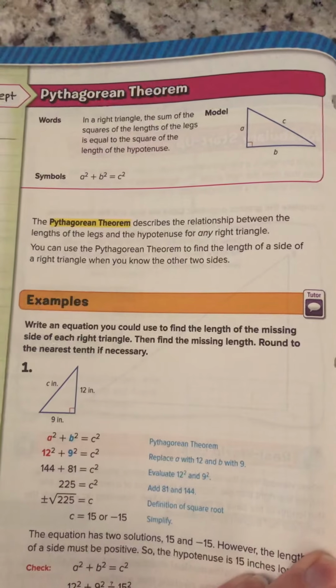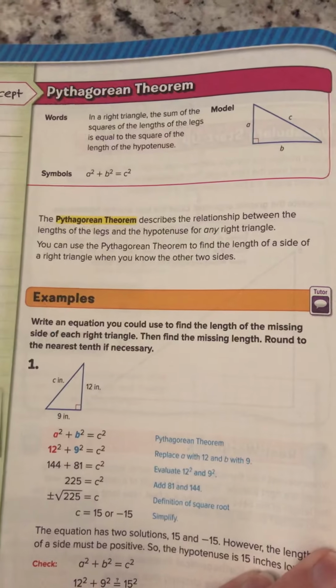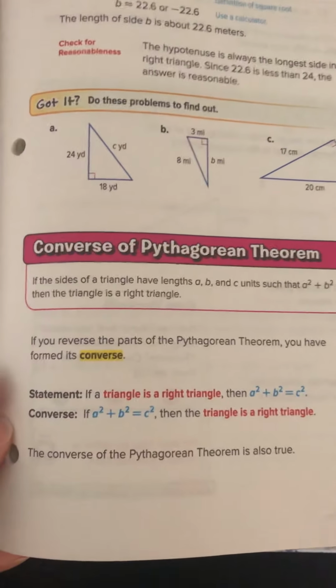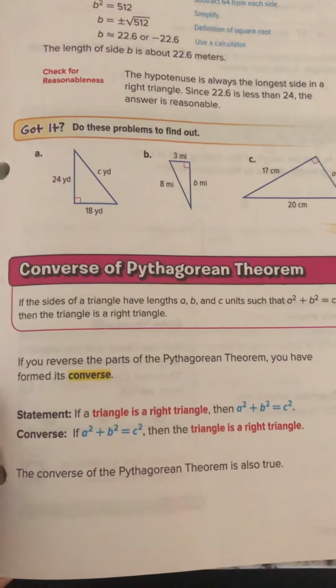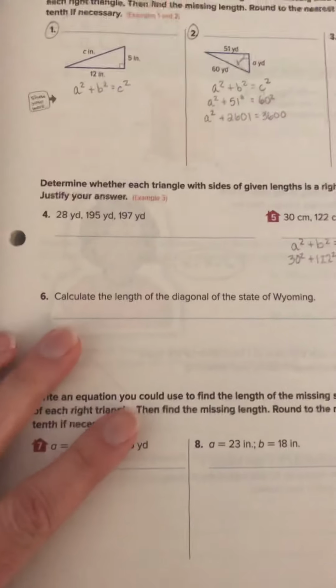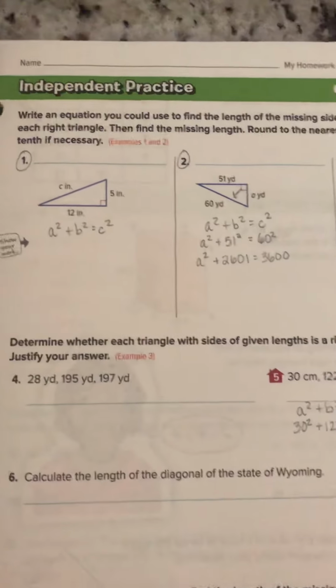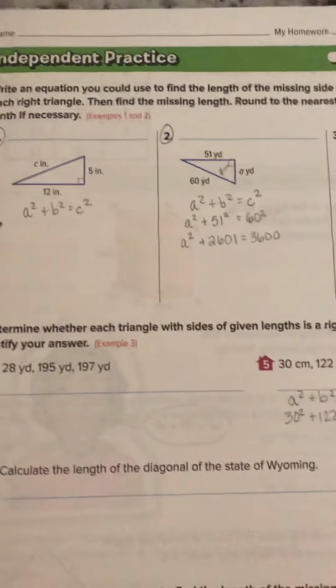In this video, I'm going to work through a couple problems on the Pythagorean theorem and then one problem on the converse of the Pythagorean theorem from pages 412 and 413 in your volume 2 textbook. If you go to page 415, I'm going to work through numbers 1 and 2 and then also number 5.